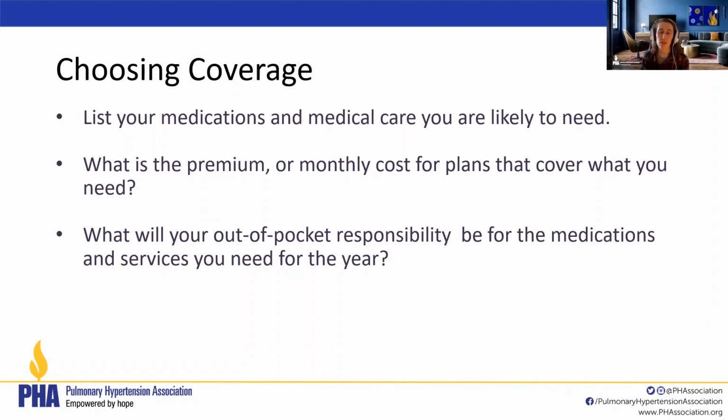And make sure that as you're doing all this information gathering, you take note of what portion of the cost of these items your plan will cover, basically what your out-of-pocket responsibility will be for the medications. For example, for each of your PH medications, are you going to be charged a set dollar amount, a copay, or are you responsible for a percentage of the drug price, like a co-insurance, and take into account the difference in price that's going to be.